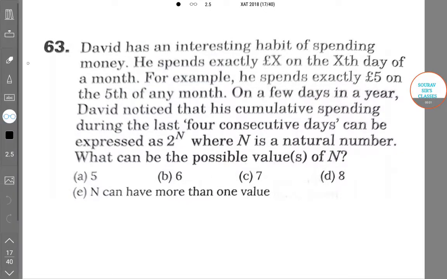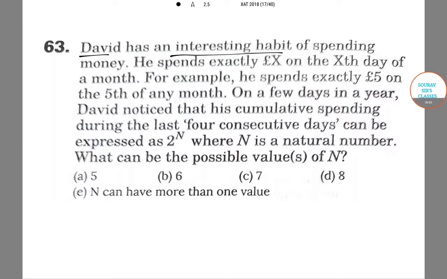The question is, David has an interesting habit of spending money. He spends exactly pound X on the Xth day of the month. For example, he spends exactly pound 5 on the 5th day of any month. On a few days in a year, David noticed that his cumulative spending during the last 4 consecutive days can be expressed as 2 to the power n, where n is a natural number. What can be the possible values of n?